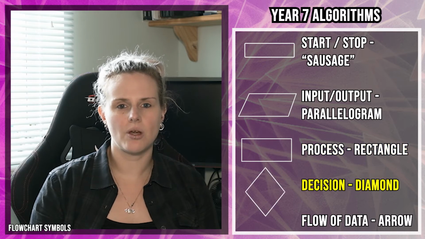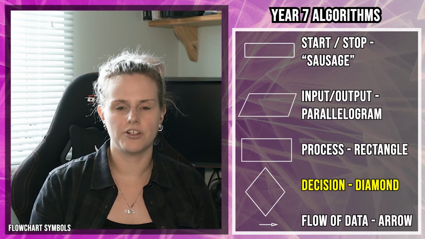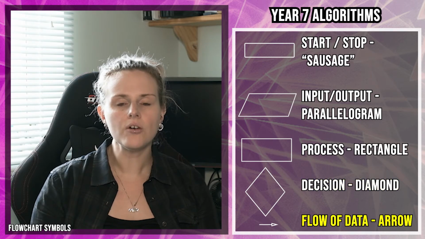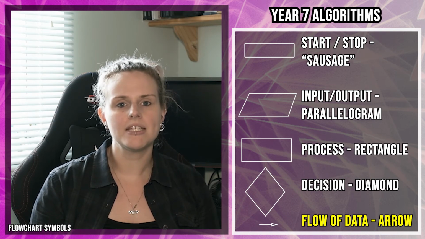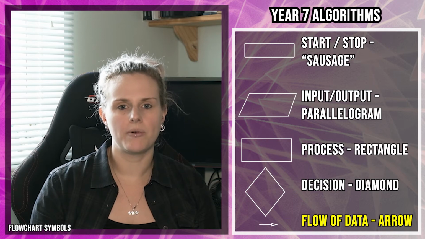Any decisions that the computer has to make, so this could be selection, so deciding whether or not something is true or false, or it could be iteration, so repeating a certain section of the program over and over and over again, go in a diamond. All of these different shapes need to be connected together with an arrow. This shows how the program flows, so this means the sequence that the program must operate in.